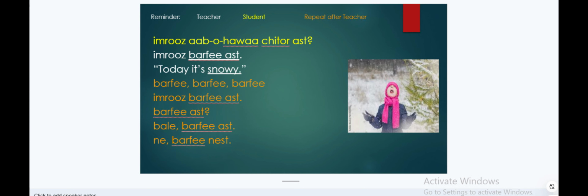امروز آب و هوا چطور است؟ How's the weather today? امروز برفی است. Today it is snowy. برفی. امروز برفی است. It is برفی.